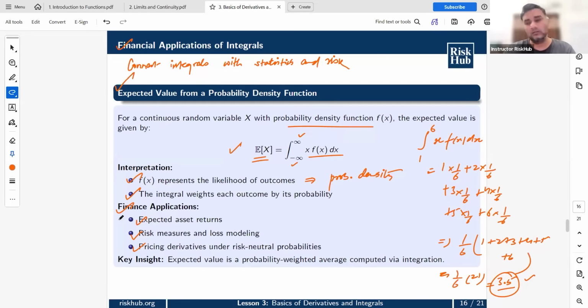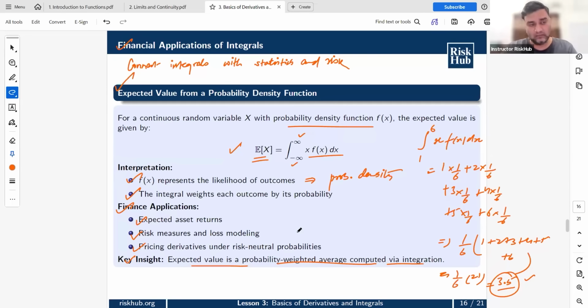In the Black-Scholes model, you again find the payoff, but it is not probability weighted manually there. You use the integral, and then you find the option price. We'll see that when we go to Black-Scholes. So overall, what we need to understand is that expected value is a probability weighted average computed by integration.